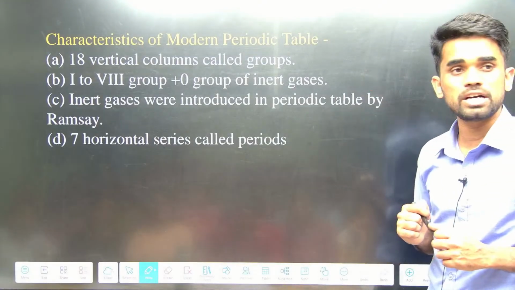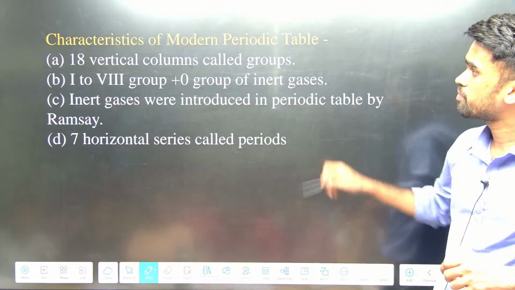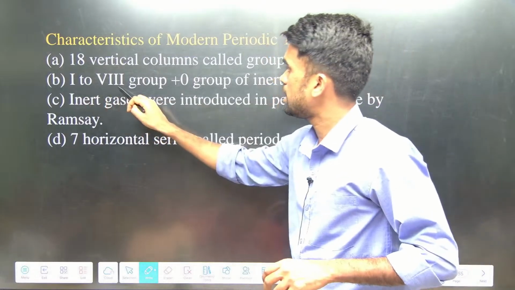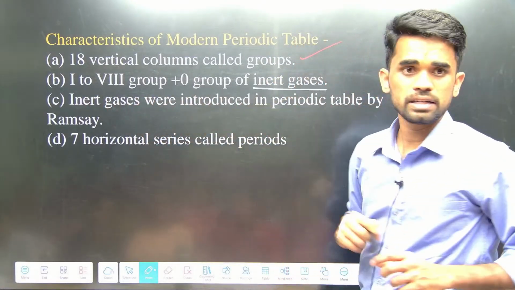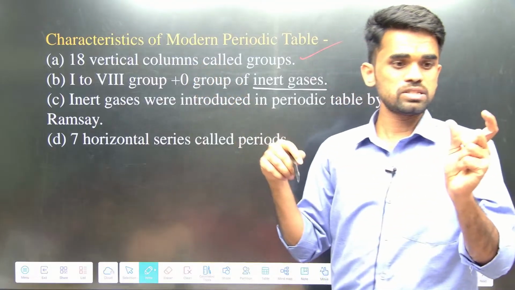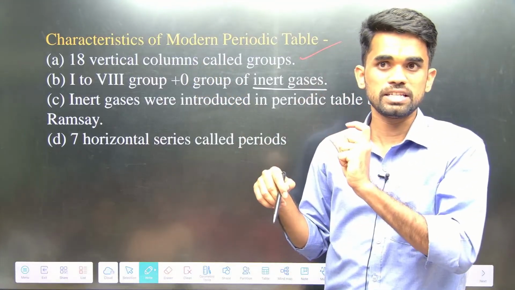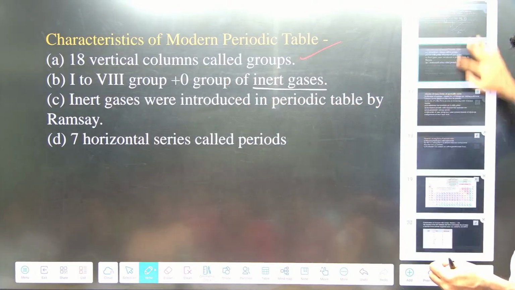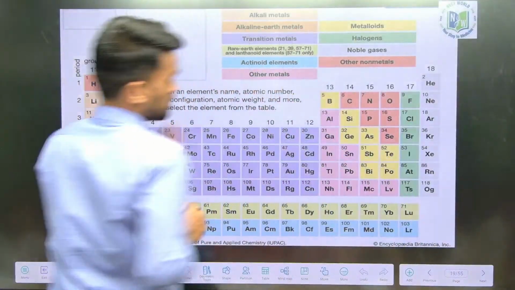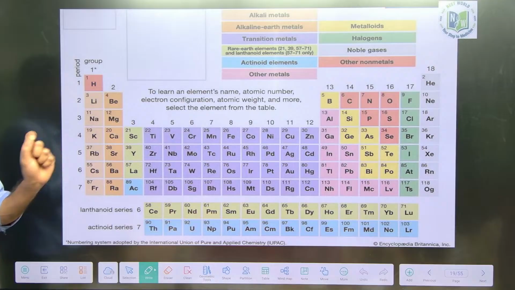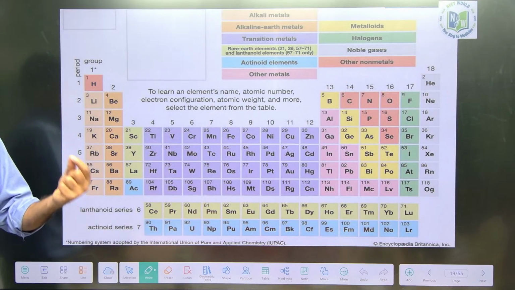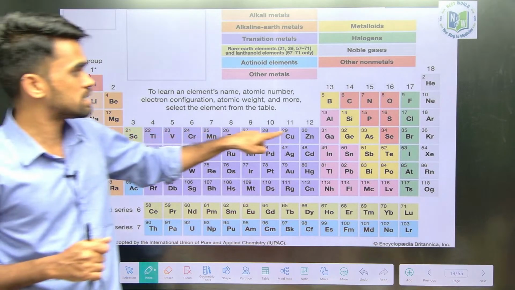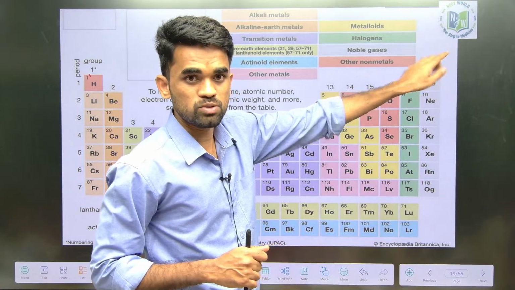Now, as per the modern periodic table, how many groups do we have? 18 vertical columns called groups. Previously it was 1 to 8 plus 0 for inert gases. The IUPAC organization has a standard way of numbering them: you start numbering 1 here and go 1, 2, 3, 4, 5, 6, 7 up to 18. That's why we say 18 groups.